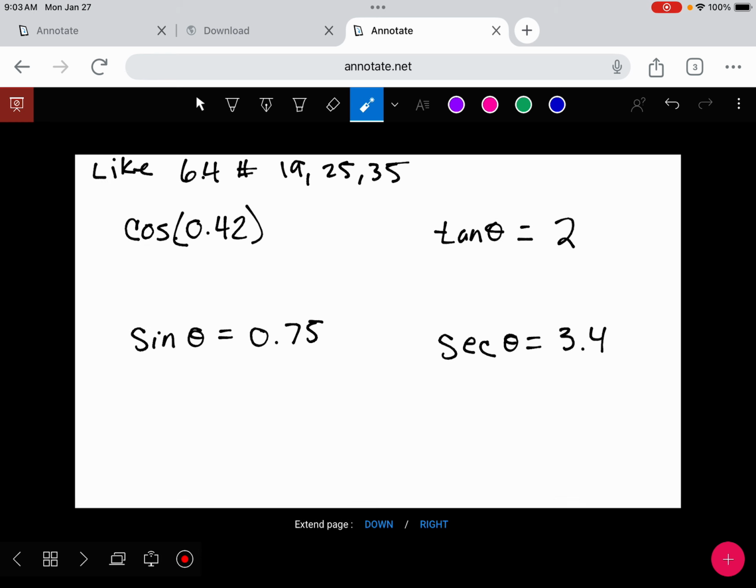So what we are given here is a trig function and a value.